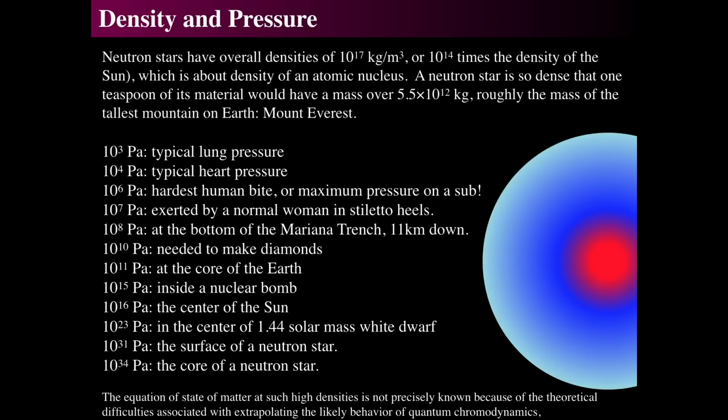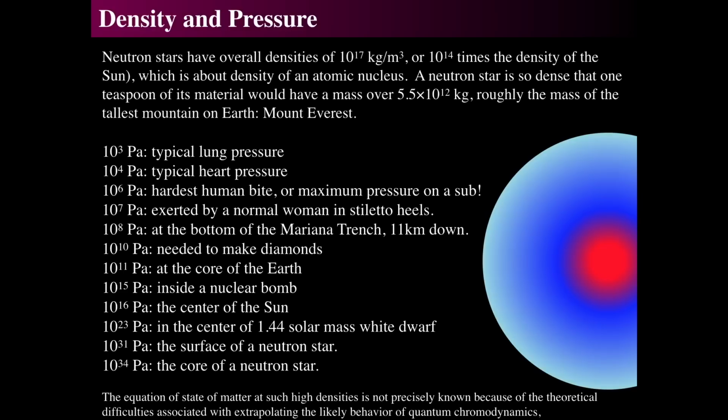10 to the 23rd pascal is the center of a Chandrasekhar limit solar mass white dwarf. 10 to the 31st is the surface of the neutron star, and 10 to the 34th pascals is the core of a neutron star. There's just really nothing to think about these things.